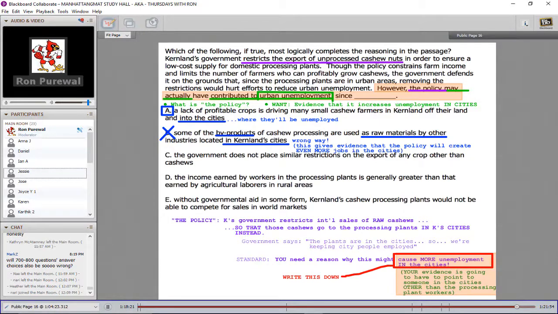So the other choices people didn't really pick. We don't care about crops other than cashews, so C is irrelevant, and we don't care about amount of income. We just care about whether people have a job or not. So D doesn't matter. And we don't care about E because we are only talking about what happens if there is governmental aid. E is about what happens if there's not governmental aid. We don't care because we're only talking about what if there is.